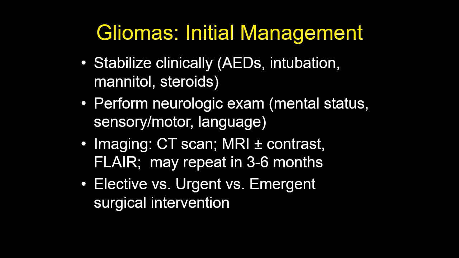Once a glioma is suspected, an MRI with and without contrast and FLAIR sequences should be performed. For the scenario of a FLAIR-positive, non-enhancing lesion, for which there are other etiologies on the differential, we may consider repeating an MRI in 3 to 6 months to look for volumetric growth of the mass to confirm the diagnosis of glioma. And finally, we should focus on whether treatment should be performed in an elective versus urgent versus emergent nature.